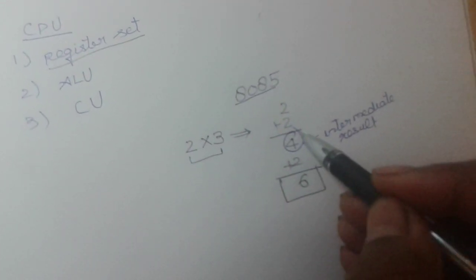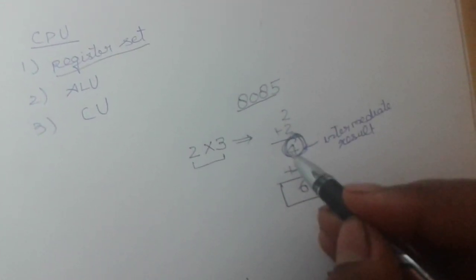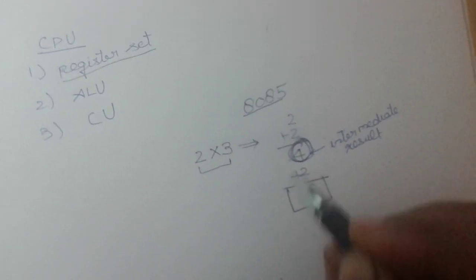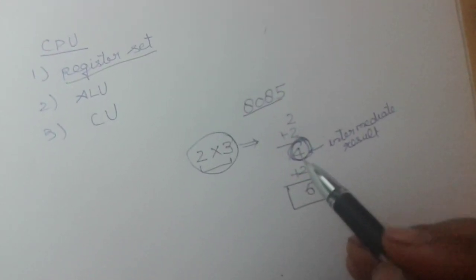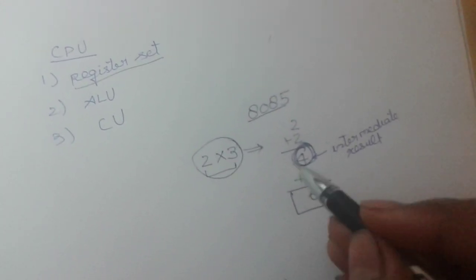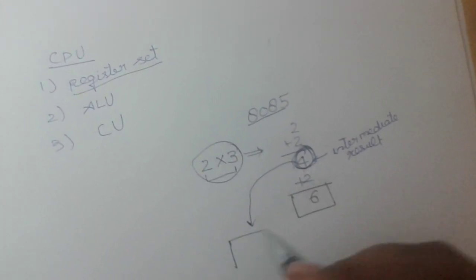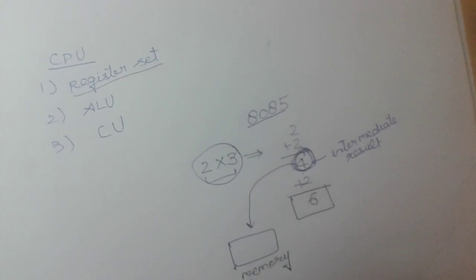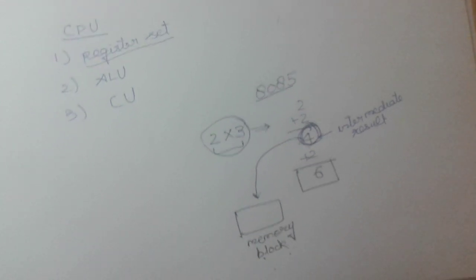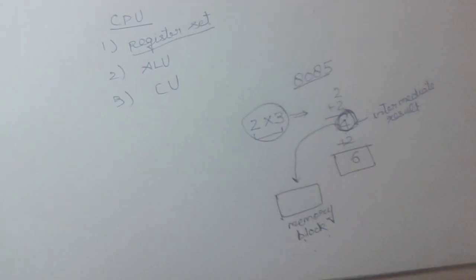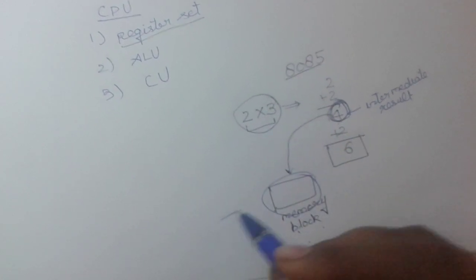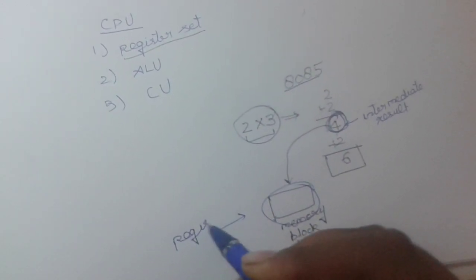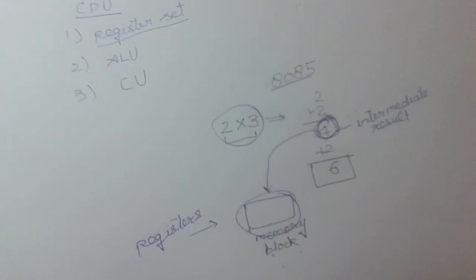So we are having this intermediate result. We require this intermediate result for our operation. So where will this intermediate result go? For this we require a memory block inbuilt within the microprocessor or central processing unit. These memory blocks are known as registers. Okay, so every CPU has some set of registers.